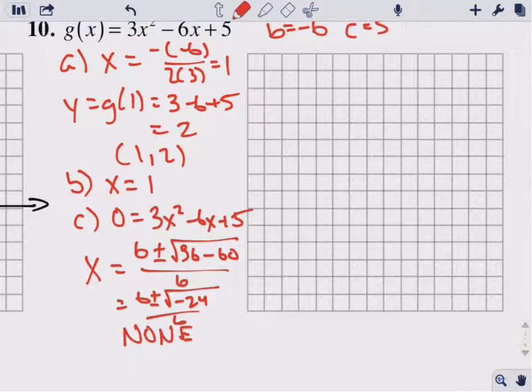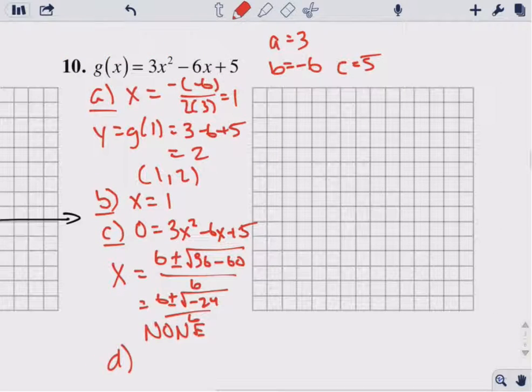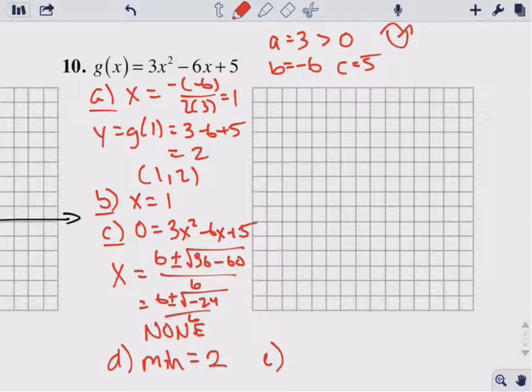Okay, let's see. A, B, C, let's find D. D is max or min, so we pay attention to a. A is greater than 0, opens up, so we have a min, which is equal to the y-coordinate of the vertex, which is 2. E is the domain, all reals. F is the range, it's a min, so y is greater than or equal to 2.